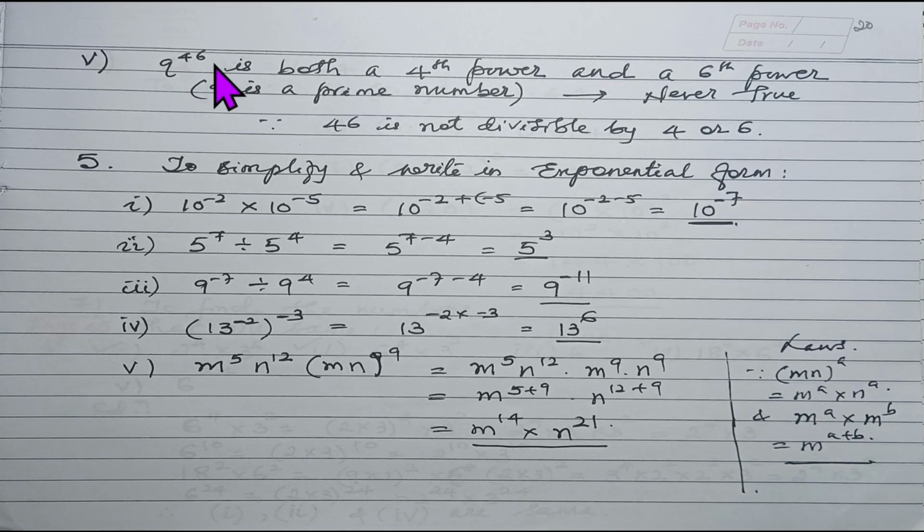Now coming to 9 raised to 46 is both a fourth power and a sixth power. It is never true, because 46 is not divisible by 4 or by 6, and therefore it is a wrong statement. Now the fifth question is to simplify and write in exponential form.